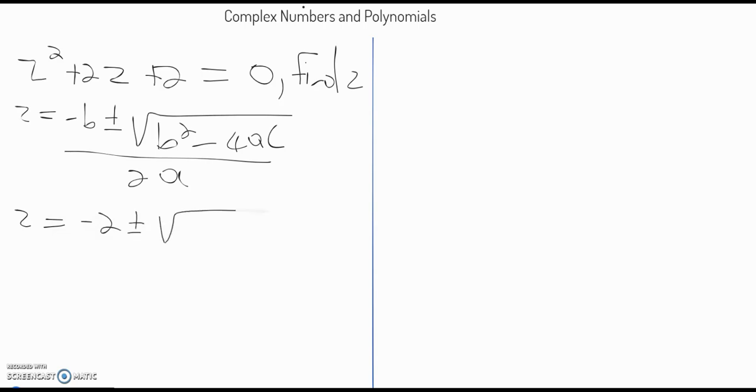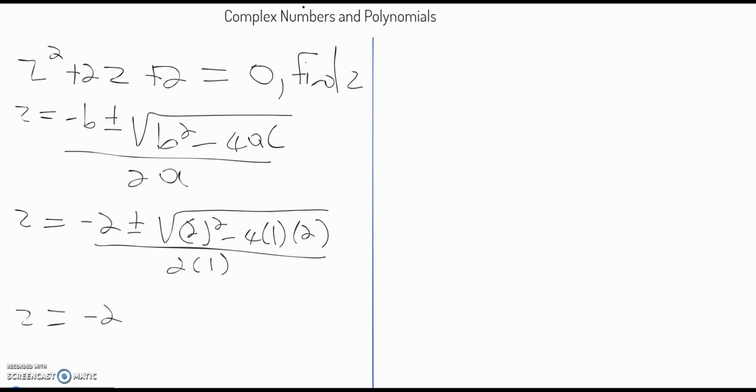or minus the square root of 2 squared minus 4. My a term is 1 and my c term is 2, all over 2 times 1. Z becomes negative 2 plus or minus the square root, and that's going to be 4 minus 8, that's negative 4, over 2.